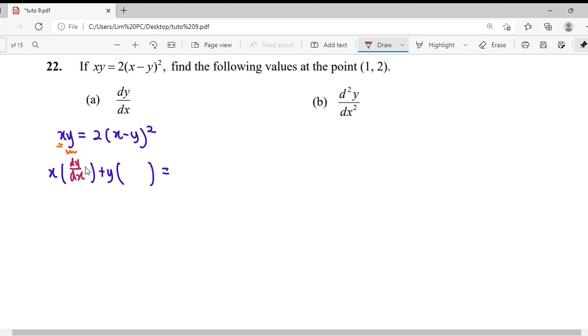So this is what I mean. When we differentiate y, we put dy dx because implicit. Copy y, differentiate x, we get 1. So we're done with our left hand side. We continue for our right hand side. Our right hand side is a bracket. You can see our function is in a bracket, so this is a power rule. Power moves to the front, power minus 1 becomes 1.